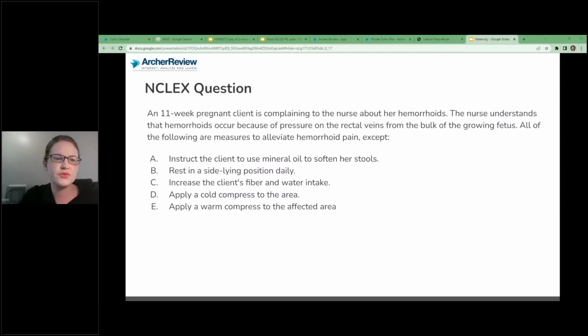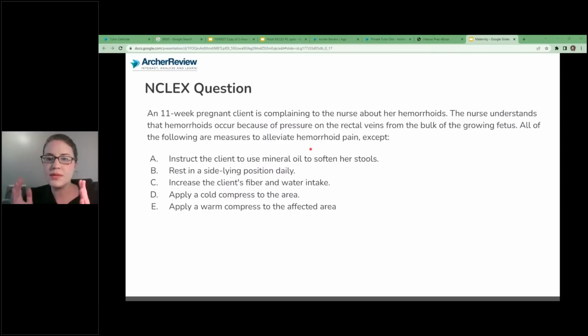The answer for this one is going to be A. We do not want this client to take mineral oil to soften her stools. Remember, mineral oil decreases absorption of essential nutrients. Exactly. Unfortunately, a lot of women use mineral oil because they're like, oh, it'll help me go to the bathroom. There are better ways to go to the bathroom. Mineral oil is not the best way to do it.